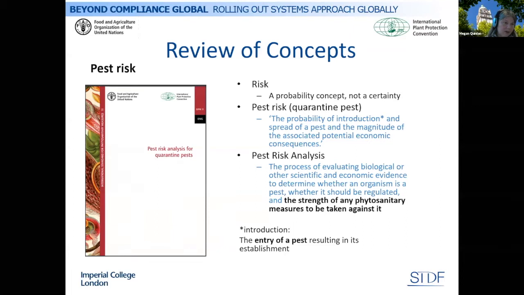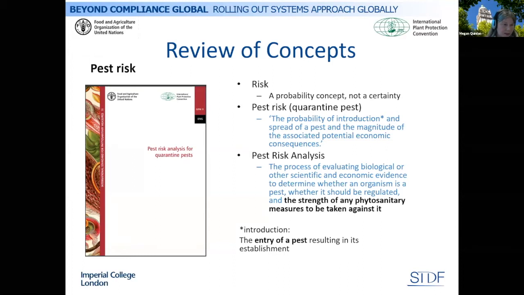And so the definition of pest risk for a quarantine pest, that is the official definition of the IPPC, is the probability of an introduction. An introduction is when a pest enters and results in establishment. So it gets into your territory and stays there. So it's that, the probability of introduction and spread of a pest and the magnitude of the associated potential economic consequences.